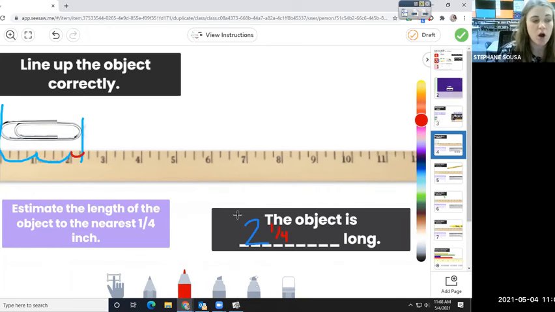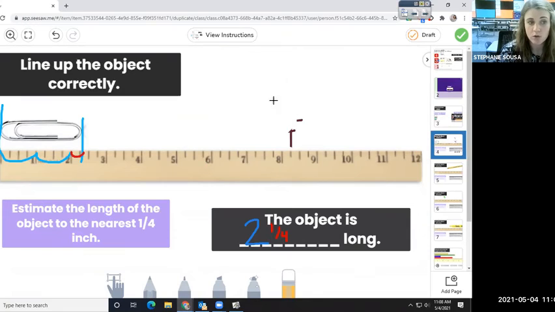Okay, so our whole number is going to be the tallest number. Our fraction is going to be next to it. Remember, we are not going to write this. That looks like 21/4, and I don't know what the heck 21/4 is. Okay, your whole number is tall and large. Your fraction is small and next to it.